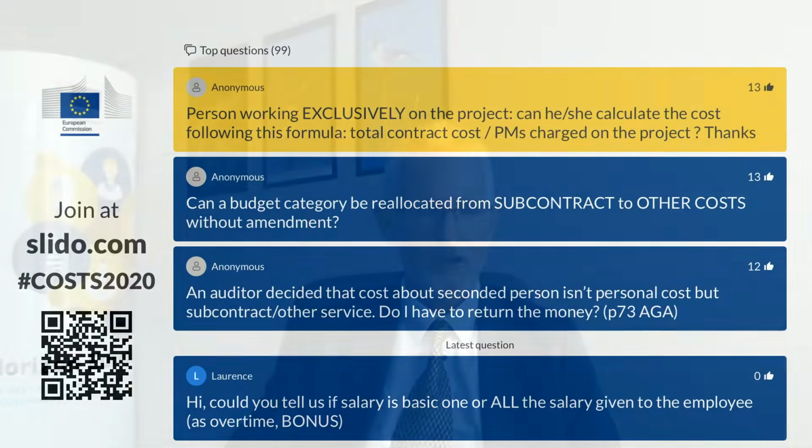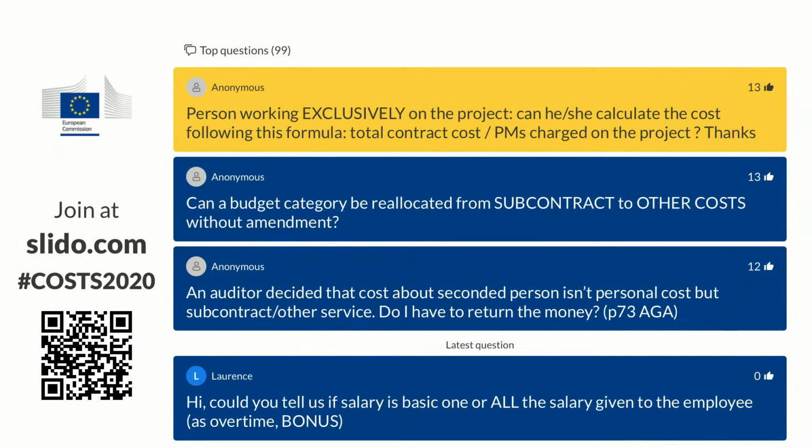Thank you very much. Next question. A person working exclusively on the project, can he or she calculate the costs following this formula: total contract costs divided by person months charged to the project?